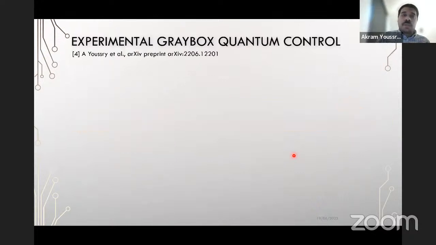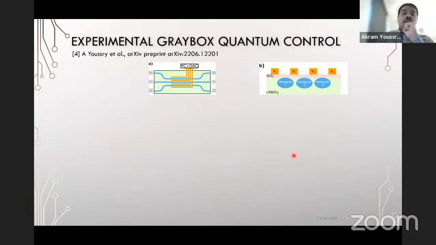So I'll start with this one, with the experimental results, because these are very interesting. So what we had is this device. This is a photonic device, a waveguide array. It's a device where you can put light into one of these input ports, and it propagates, and then the light goes from the output ports.